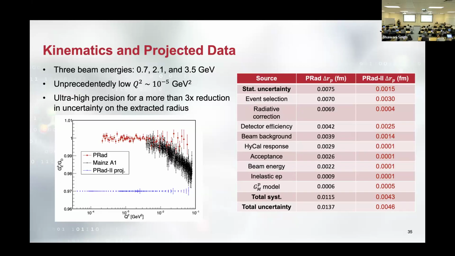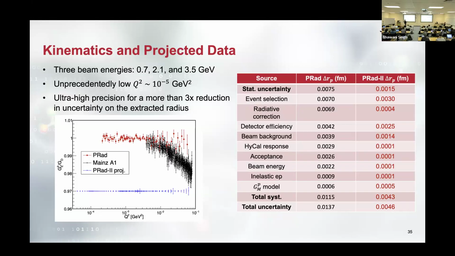Detector efficiencies, we've got improved GEM efficiencies by having 2. Beam background, we can filter that out with better tracking. HyCal response through the improved electronics. We have better acceptance from the GEMs. Beam energy, inelastic ep: these are model dependent uncertainties, and we just better understand them by going to lower Q squared.